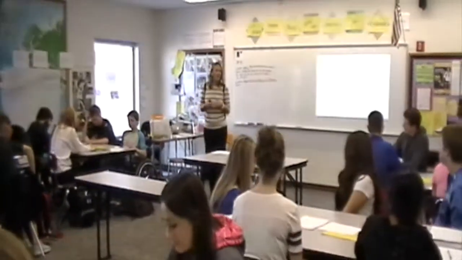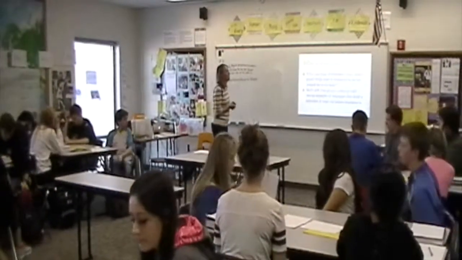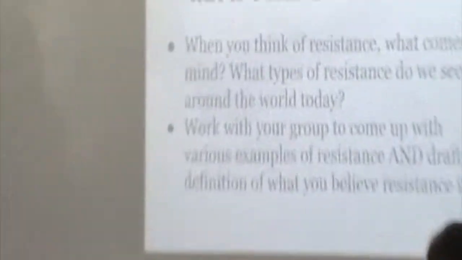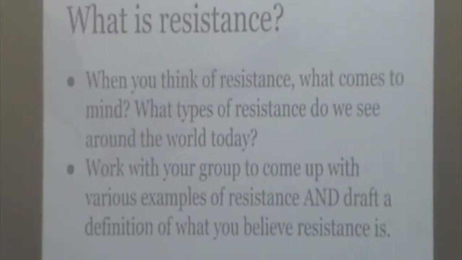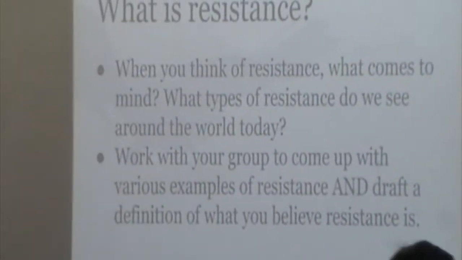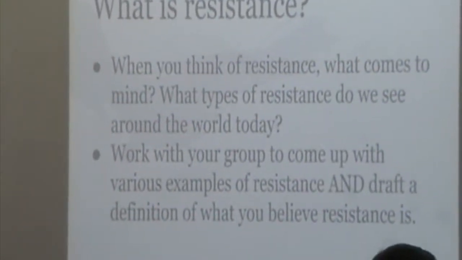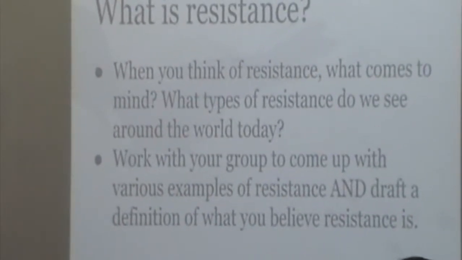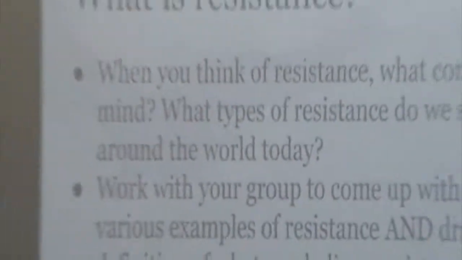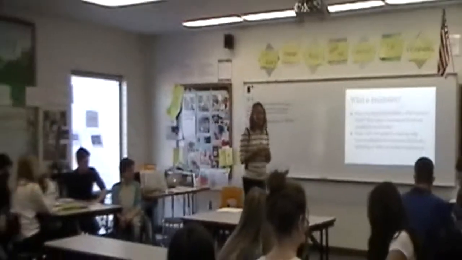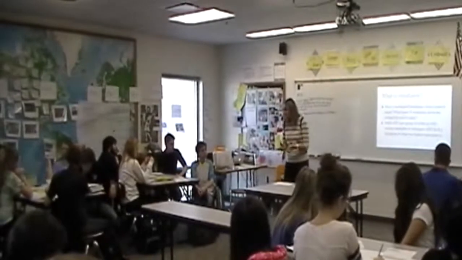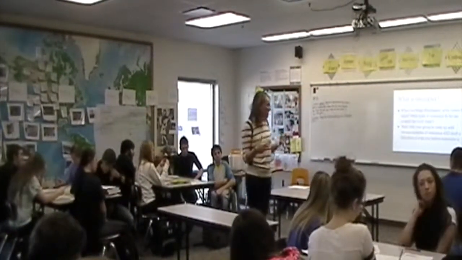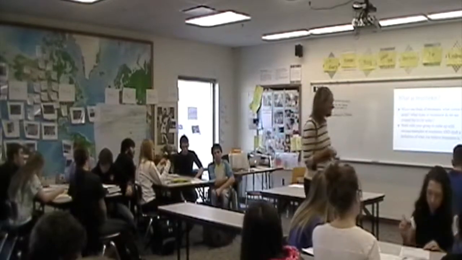All right, you're going to work with your group. Here's your kind of starting question. When you think of resistance, what comes to mind? What types of resistance do we see around the world today? Okay, so with your group, you're going to come up with various examples of resistance. And then I also want you to try and draft a definition of what you believe resistance is. Okay, so definition of resistance, and then think of examples, whether they are current examples of resistance, whether they have happened in the last 20 years, whatever it should be. I want you to come up with different examples of what you think resistance is.